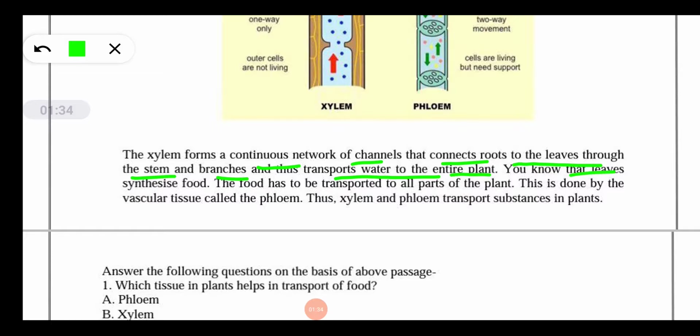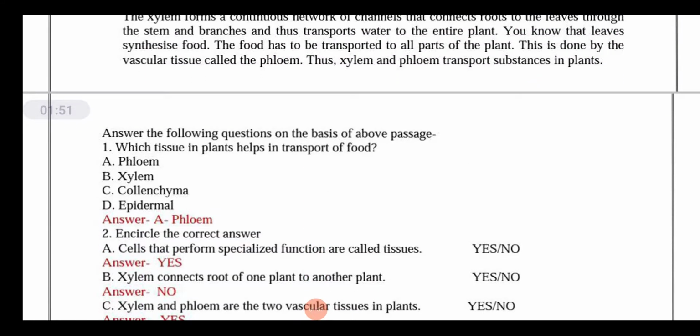You know that the leaves synthesize food. The food has to be transported to all parts of the plant. This is done by the vascular tissue called phloem. The xylem and phloem transport substances in the plant. Now we have to answer the following questions.